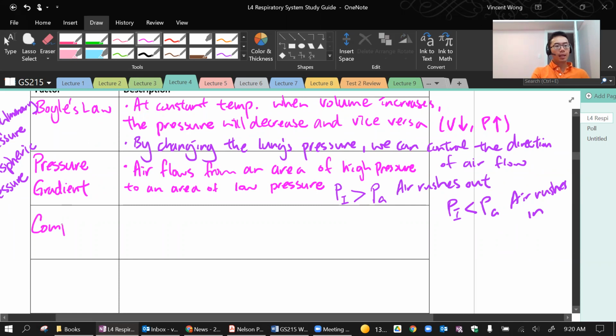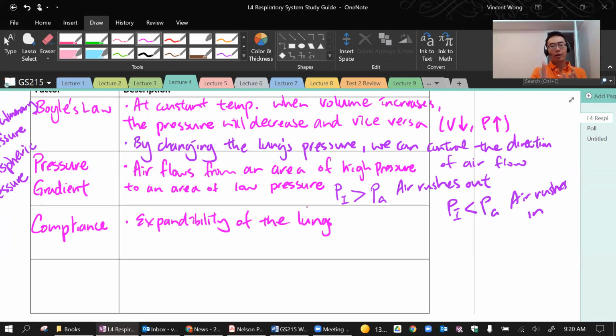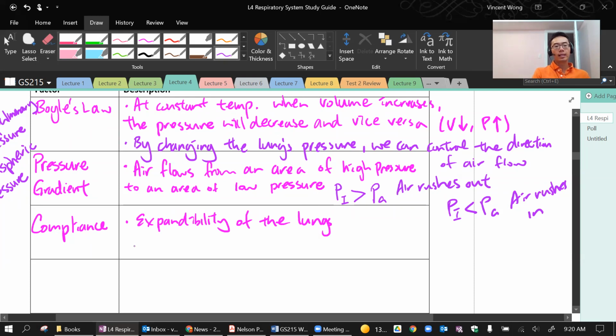Next one, we have compliance. Compliance basically means the expandability of the lungs. Something like a tin can is not very compliant. You put air in, it's not going to expand or change shape. Something like a balloon is compliant. When you blow air in, it's able to expand and accommodate the extra air. So compliance is important because it helps you accommodate the air.